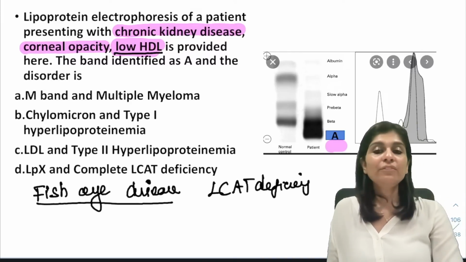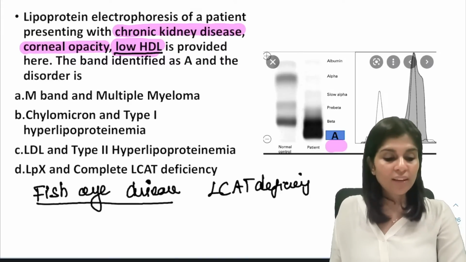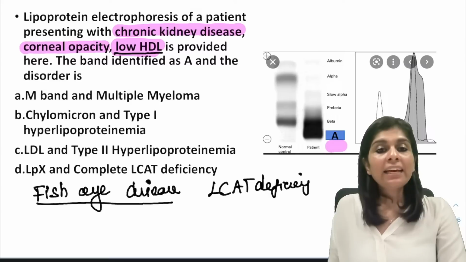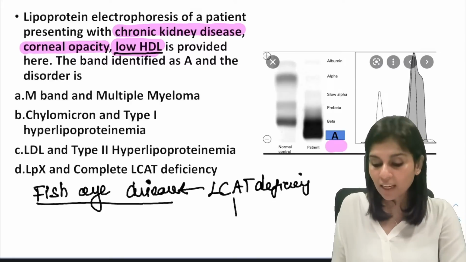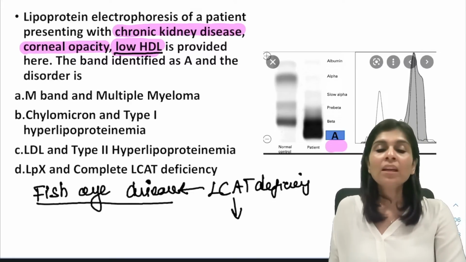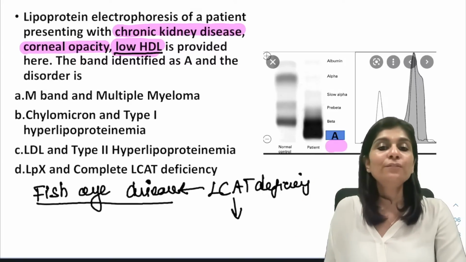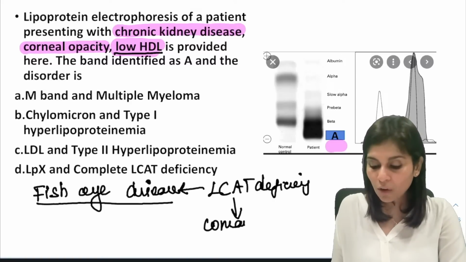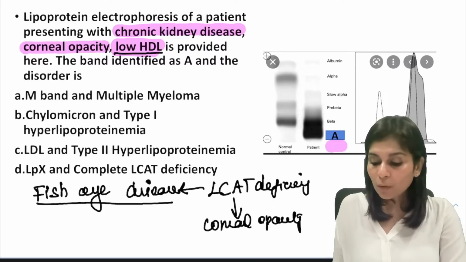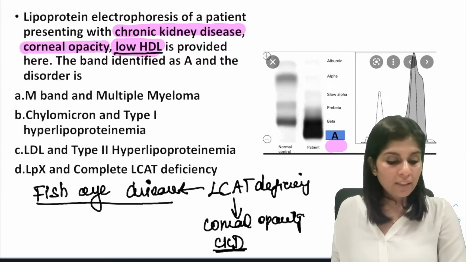As far as LCAT deficiency is concerned, there are two defects. One is partial defect. The other one is, yes, discoidal HDL. Very good, Arun Sharma. There are two types of LCAT deficiency. One is partial LCAT deficiency. The other one is complete LCAT deficiency. Partial LCAT deficiency will present with only corneal opacity, which you call fish eye disease. Complete LCAT deficiency will also present with corneal opacity, but along with that, what you would also see is chronic kidney disease.